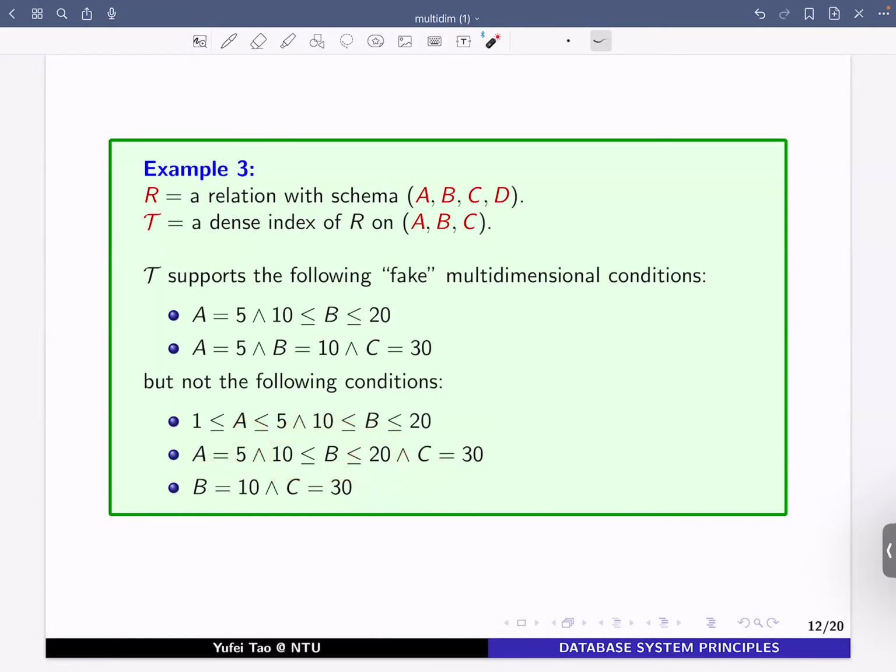And finally, here you are doing B and C, but that's not a prefix of the sequence ABC. This sequence ABC matters because this is the sequence that defines the lexicographic order. All right, so this tells you what kind of multidimensional queries can be supported using a B tree.